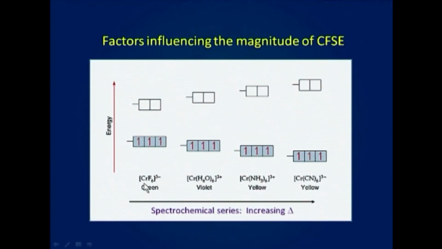The order of field strength of the common ligands is in fact independent of the nature of the central metal ion and the geometry of the complex. In this example, you can see the delta O value for a lower field ligand, F-, is smaller, while the delta O value for a stronger field ligand, that is CN-, is larger.